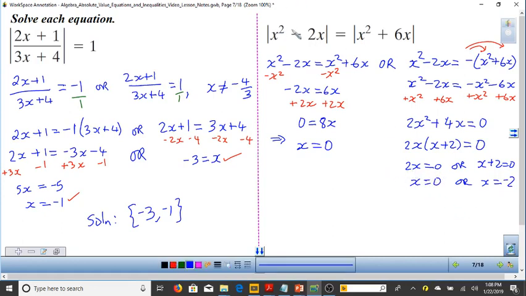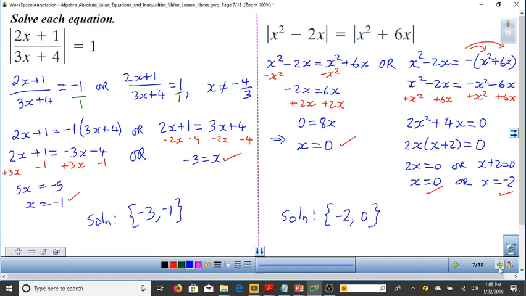We plug in 0. 0 squared minus 2 times 0 is 0, and the absolute value of 0 is 0. And then 0 squared plus 6 times 0 is also 0, and the absolute value of 0 is 0. So 0 clearly works. And then we try -2. The square of -2 is 4, minus 2 times -2, that's 4 plus 4, that's 8. Absolute value of 8 is 8. Over here, the square of -2 is 4, -2 times 6 is -12, 4 plus -12 is -8. Absolute value of -8 is 8. So both sides work out to be the same. So now our solution then is -2, 0.